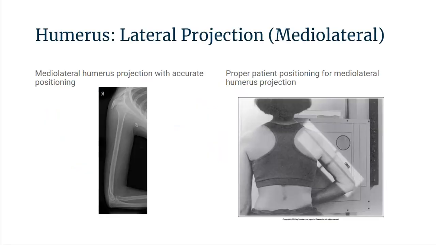Let's move on to the lateral humerus projection. Image analysis guidelines for the lateral projection of the humerus, the proximal humerus, state that the lesser tubercle is demonstrated in profile medially. The humeral head and greater tubercle are superimposed. For the distal humerus, the anterior surfaces of the capitulum and medial trochlea are aligned.